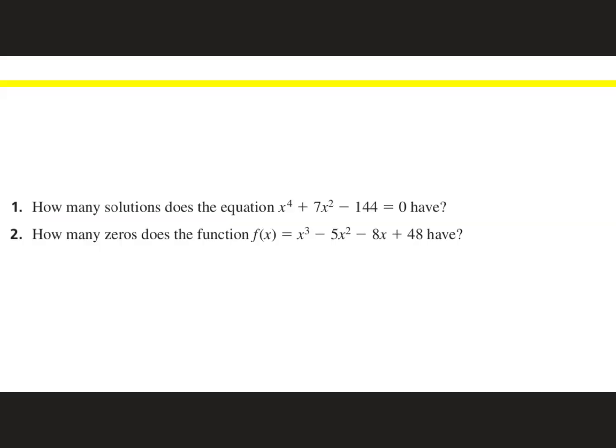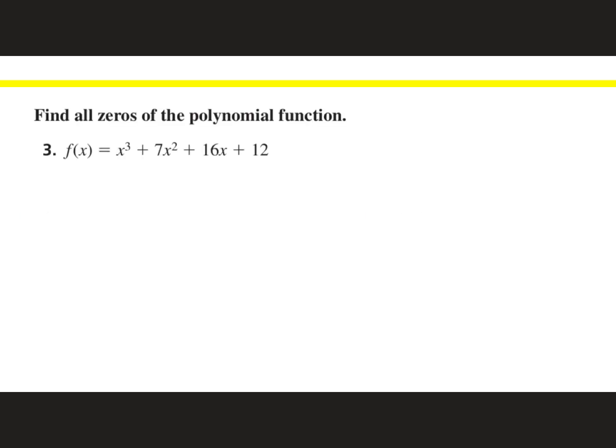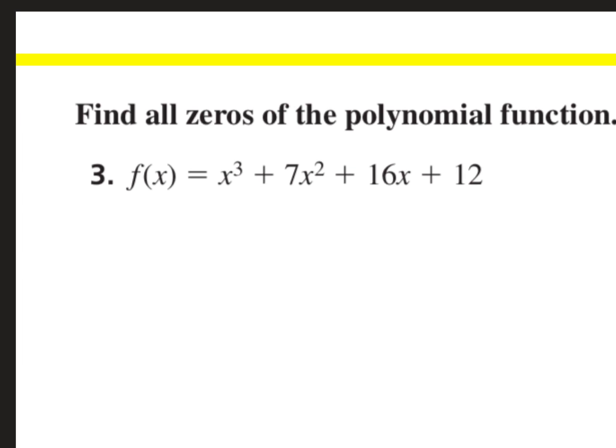All right, let's look at number 3. It says, how many solutions does the equation have? 4. Our highest degree is 4, so we have 4 solutions. For number 4, how many zeros does the function have? 3. Our highest degree is 3, so we have 3. So solutions and zeros mean the same thing. Doesn't matter what it's asking for. If it asks for how many, just look at your highest degree.